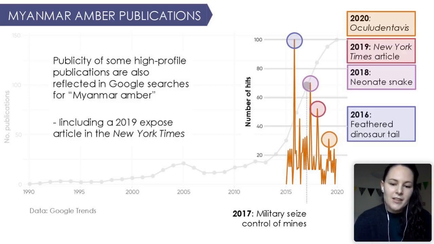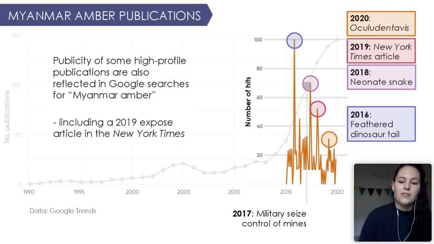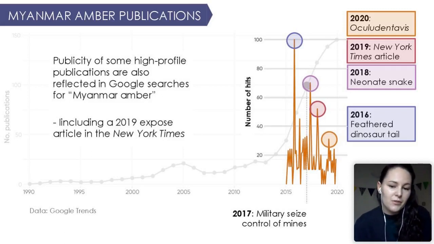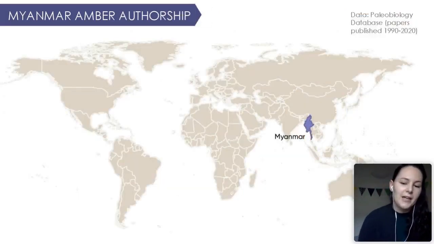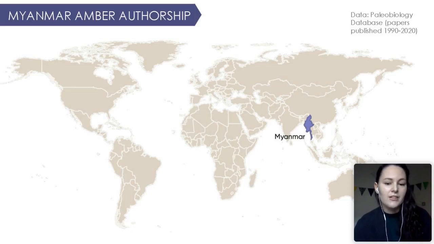There is also a peak here that may coincide with the publication of a widely read science article, unfortunately marked here as a New York Times article, exposing the ethical minefield of working with this material. Using data that we have been assembling from the Paleobiology Database for a wider project on the human factors that bias global fossil data, we looked at the affiliations of researchers who are publishing on fossils from Myanmar.